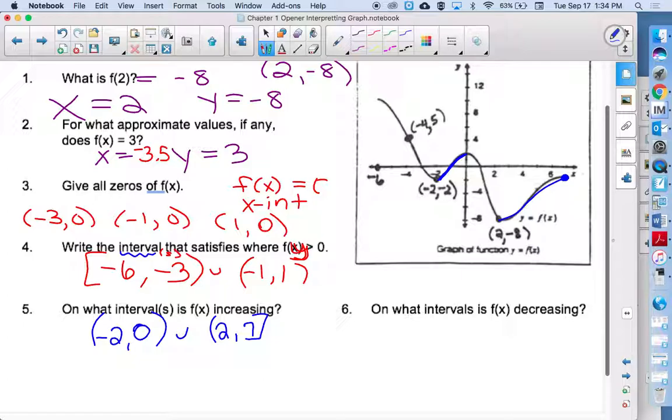And the last one says, where is it decreasing? So it must be the other places. Where else would it be or where is it decreasing? I have bracket -6, -2 in parentheses, and you can in parentheses 0 to 2. Good, nice job.